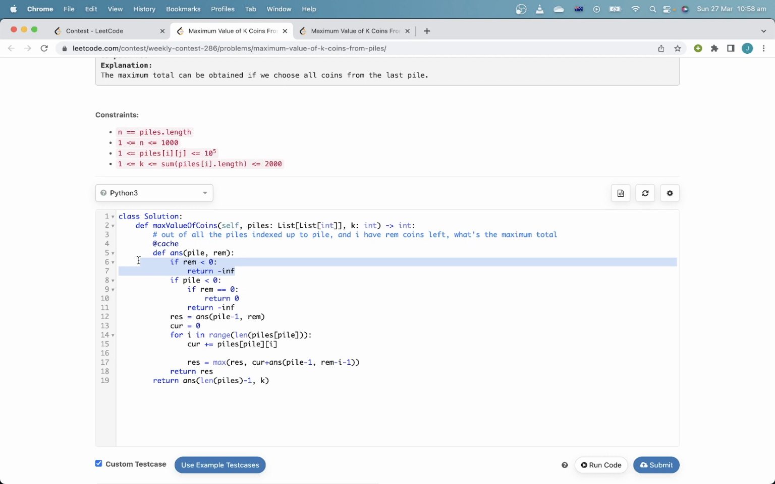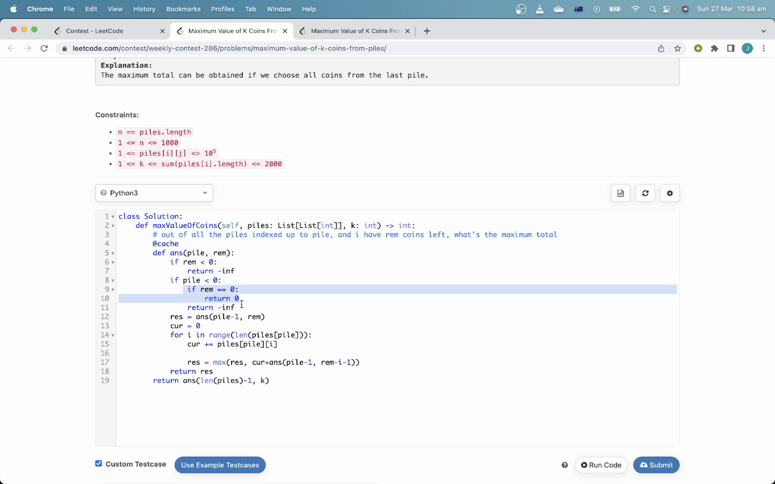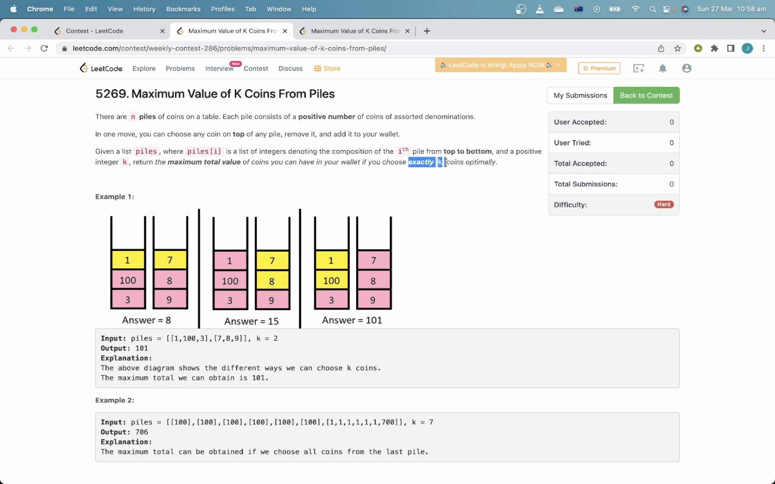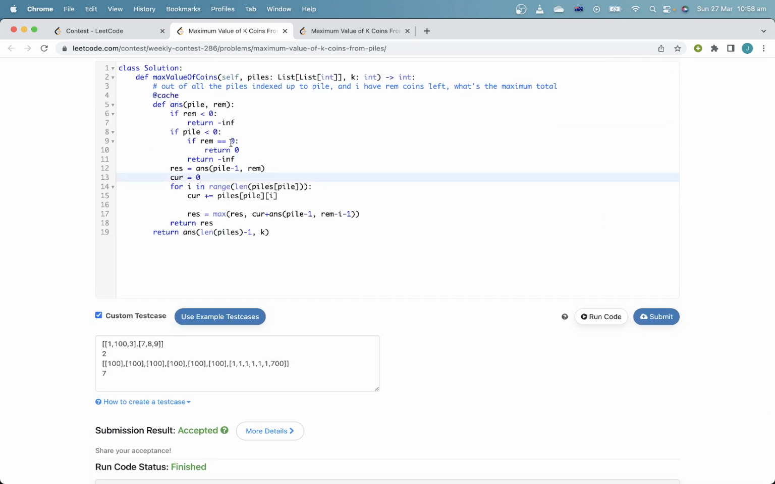If the remaining number of coins I have left is negative, that means I did something wrong and I should return negative infinity as an answer. If I've run out of piles, then I should return 0 if I don't have any coins left to take, and I should return negative infinity otherwise. This is to ensure that I'm choosing exactly k coins. That means that I only return 0 if I have exactly 0 coins left over. That's what happens when I've run out of piles.